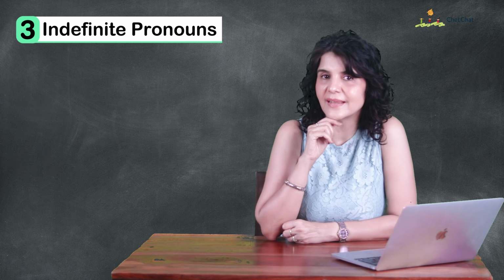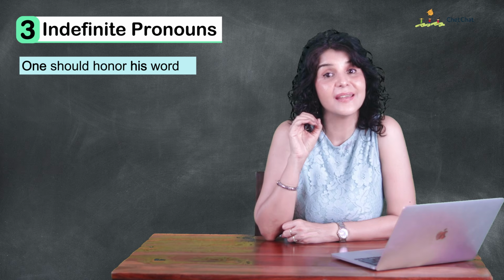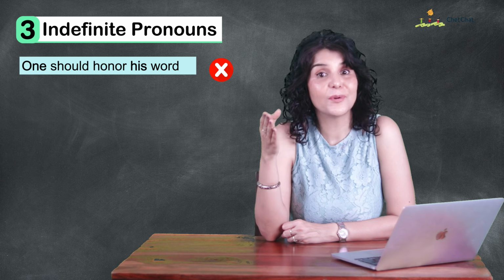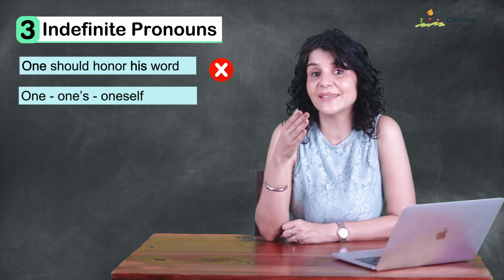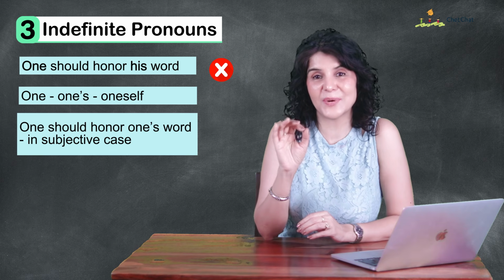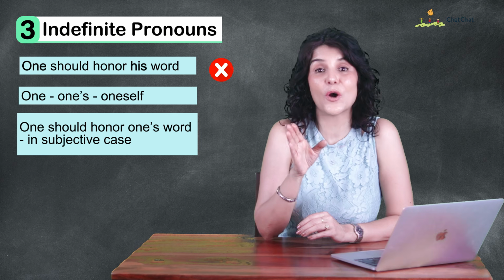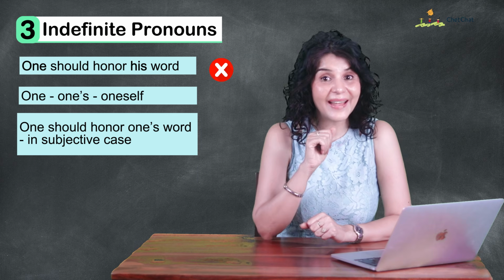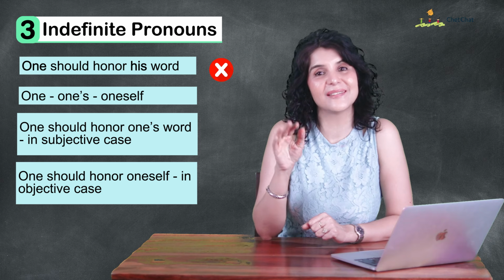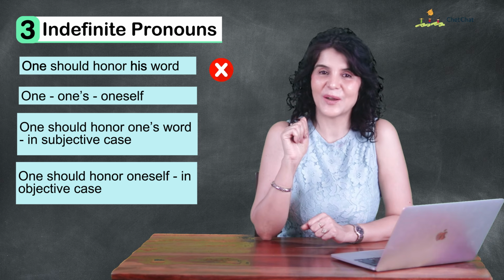Now what's wrong with this sentence? One should honor his word. When one is the pronoun, the related pronouns are one's or oneself, depending on the sentence. So one should honor one's word in subjective case where the object is word. And one should honor oneself in objective case where oneself is the object.